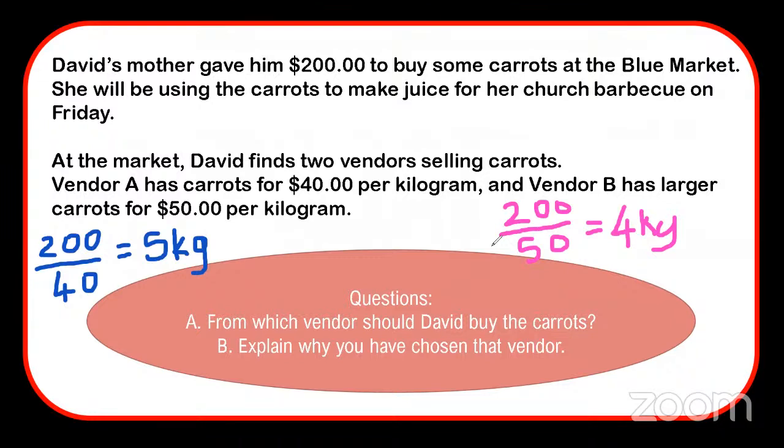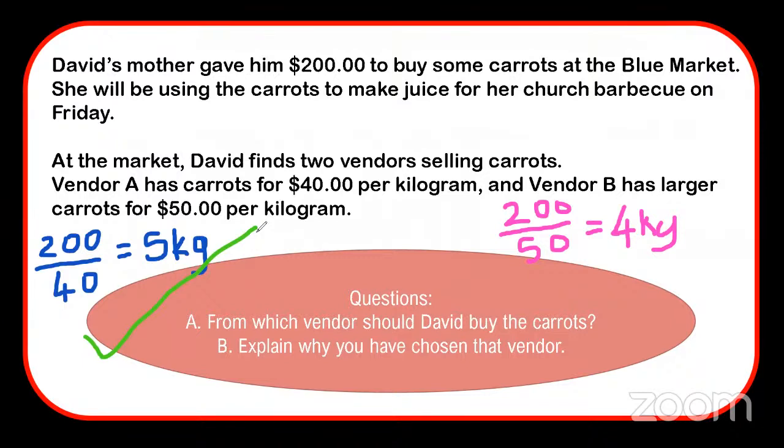No, it doesn't. And so the better option would have to be vendor A. Your justifications are important, but your justification has to make sense too. You're not going to say, oh, vendor B because the carrots are bigger. No. She wants to make juice for her church barbecue. Most likely, she wants to make as much juice as she can. All right. So, no, Jessica, bigger doesn't mean more.